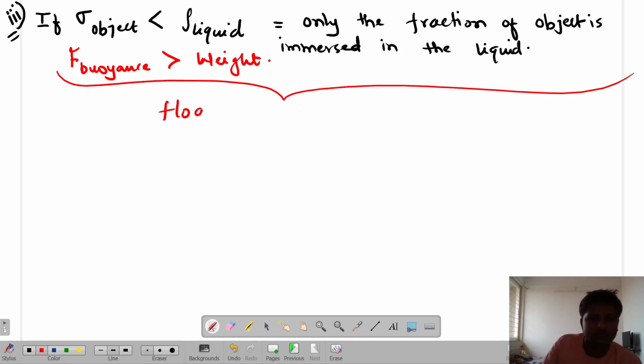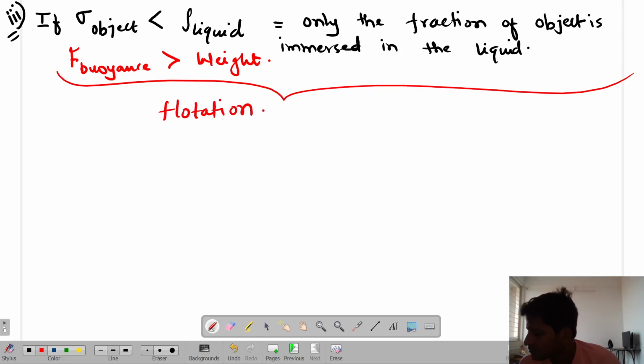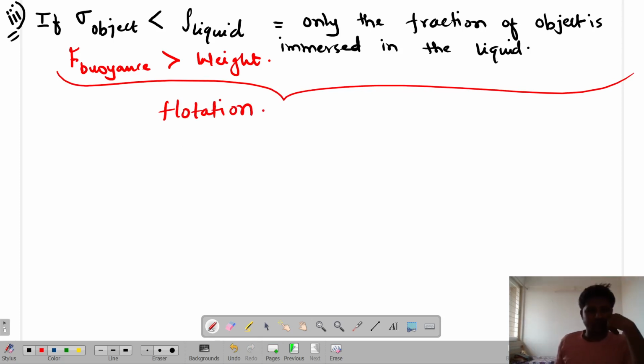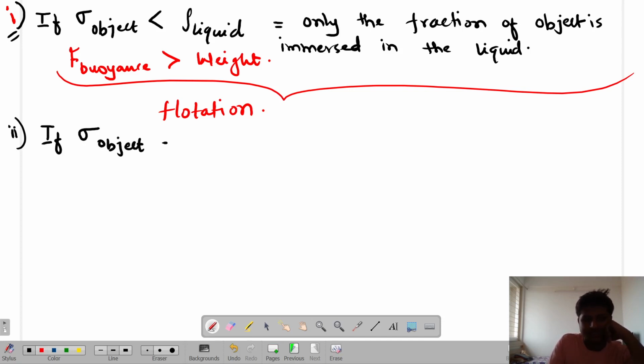What do we call it? Are you able to get me? Second point, okay, consider this to be the first point, not the third point. Second point, if the density of the object is exactly equal to the density of the liquid, then what will happen? Tell me.